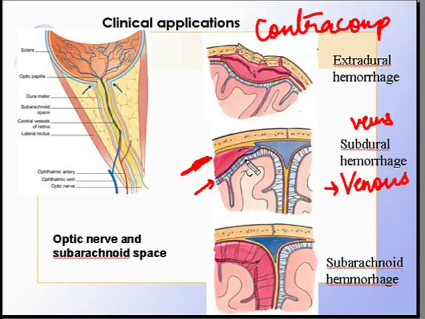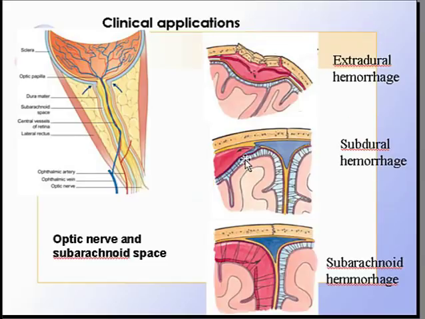Subarachnoid hemorrhage can be either venous or arterial in nature because you have arteries and veins in the subarachnoid space. When you do a lumbar puncture, the cerebrospinal fluid is normally clear, but in a subarachnoid hemorrhage, when you withdraw the fluid, it is blood-stained. Of course, by that you cannot tell whether it is arterial or venous. It could be either. So these are some of the clinical applications of the meninges.